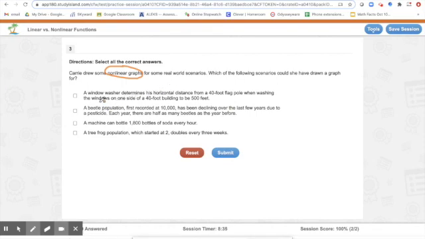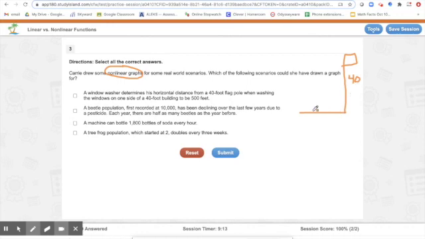All right, so a window washer determines his horizontal distance from a 40-foot flagpole when washing the windows on one side of a 40-foot building to be 500 feet. Let's draw a picture. So he's got a horizontal distance. Horizontal distance is going left and right, kind of like that. And his horizontal distance from a 40-foot flagpole. So this is 40 feet here. Just pretend that's a flag.